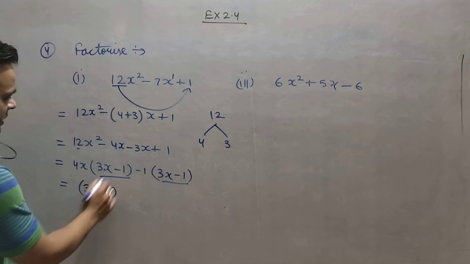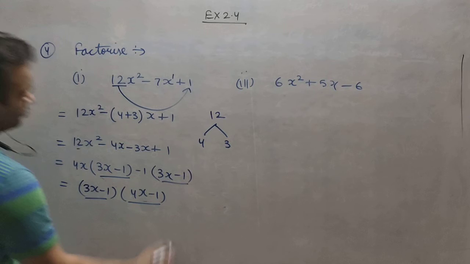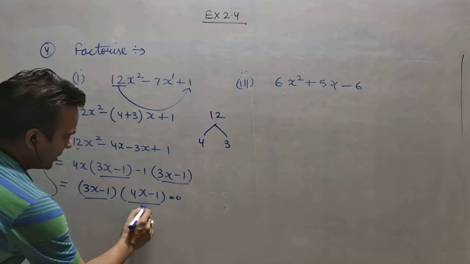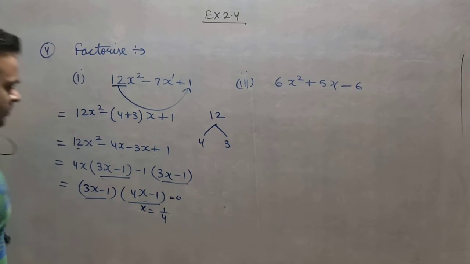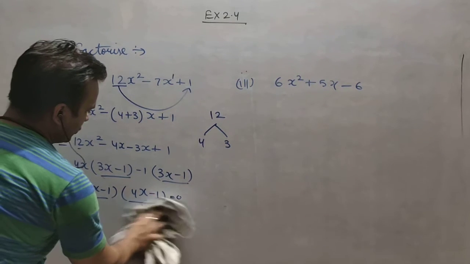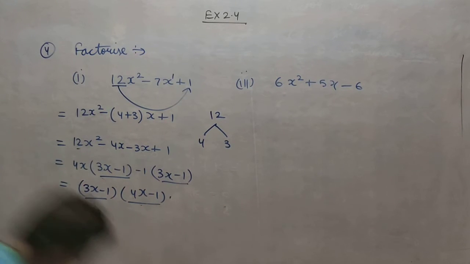So 3x minus 1 again you will take common, and 4x minus 1 as it is. It means these two are the factors of this particular polynomial. If you put x is equal to 1 upon 3 in this, you will get 0. If you put x is equal to 1 upon 4, you will make it equal to 0. So x is equal to 1 upon 4, and you will get x is equal to 1 upon 3. If you put both values, you will get 0. So it proves that they both are factors, right?